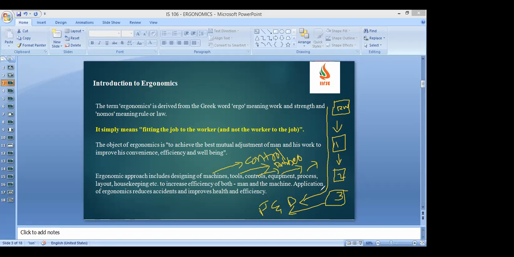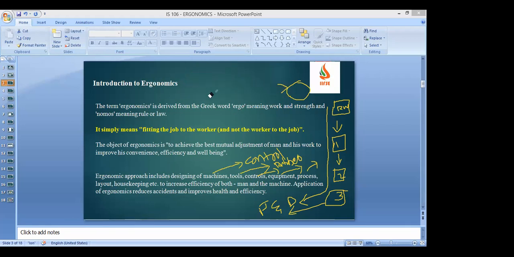Then housekeeping, to increase the efficiency of both men and machines. What will happen if you keep on moving people from one place to another place? They will get fatigued. Instead of using one procedure, they use a different procedure, so it will damage the machine, and the machines get involved in accidents. So by doing this ergonomic approach, your tools will be improved and your man and machine efficiency will also be improved. And the application of ergonomics reduces accidents and also improves health and efficiency.